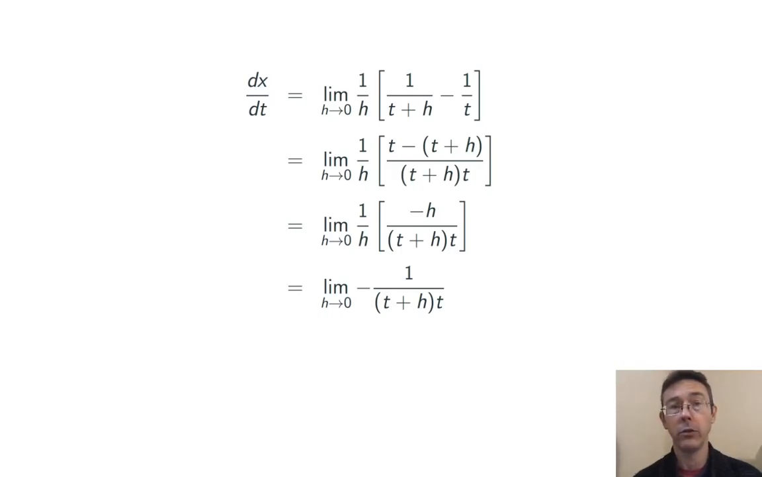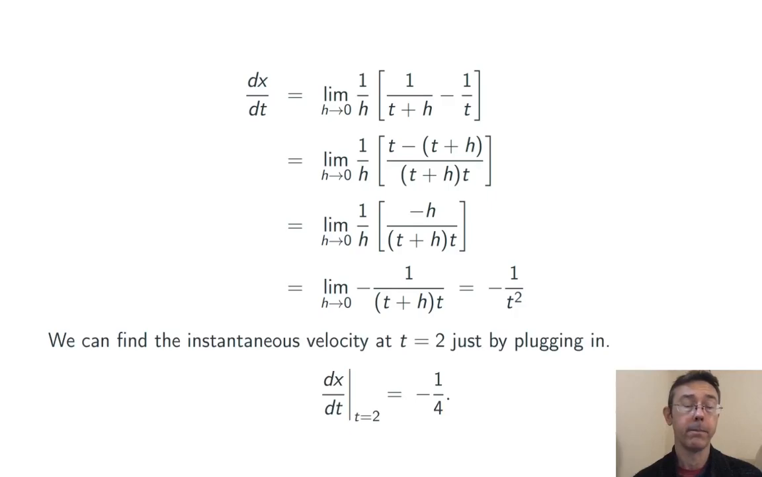The limit law is going to apply. I can just do direct substitution. And I get the derivative now, dx dt, is negative 1 over t squared. So my second goal in this problem was to find the particle's instantaneous velocity at t equals 2. So I can literally just plug t equals 2 into this formula to get negative 1/4.